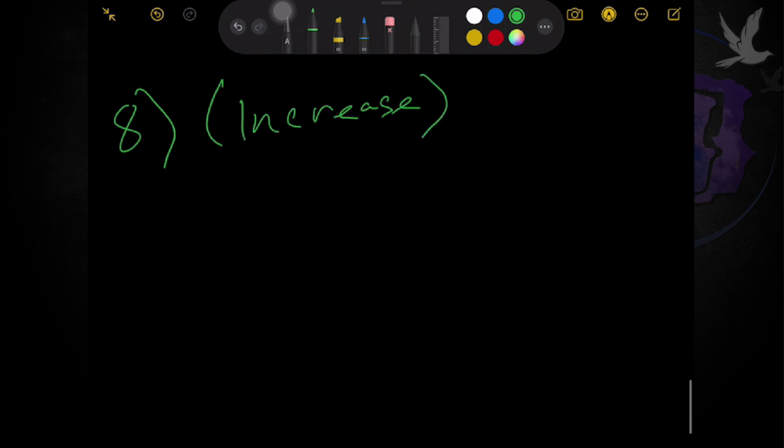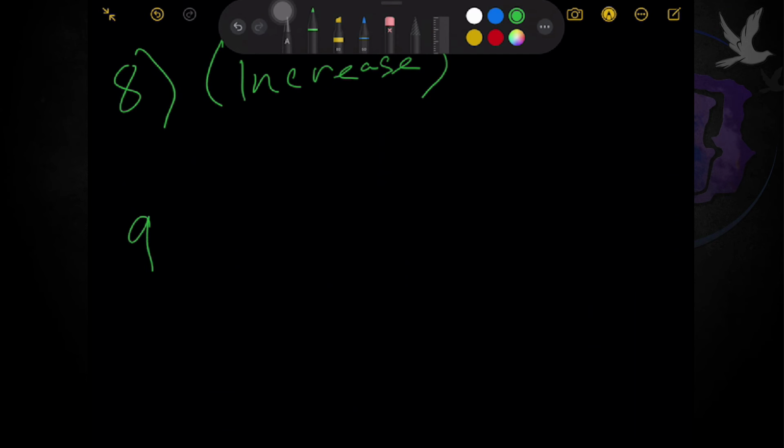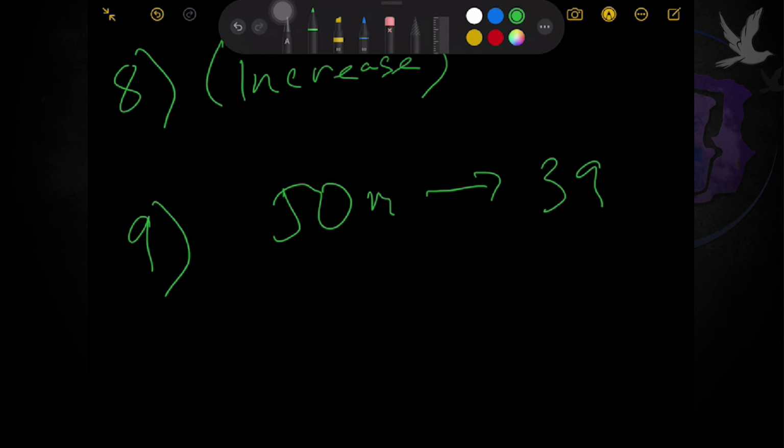Okay, then again, I'm going to partially solve it for you. For number 9, ang sabi niyan, the length is from 50 down to 39 meters after some workers used it to fasten goods, ni-tighten daw nila. Okay. So find the percentage decrease.